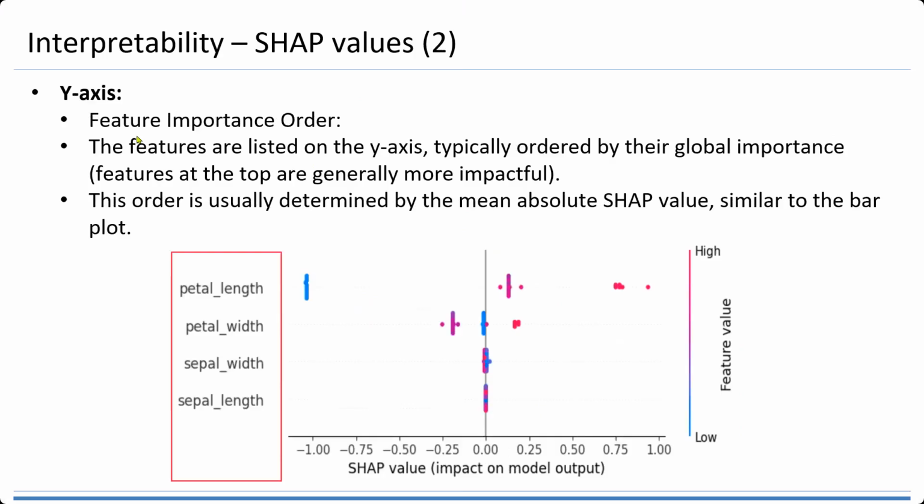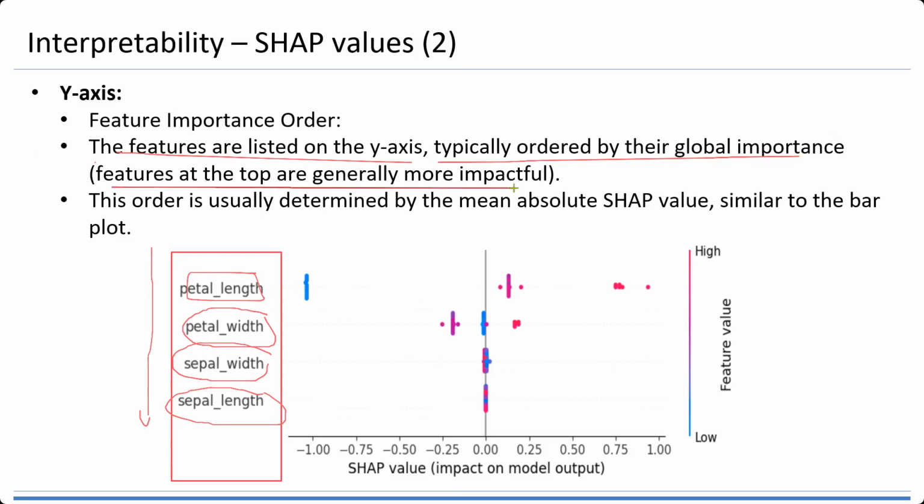The y-axis, again, is the same as in the bar plot. It shows the feature importance order. The order here means the top is the petal length, next is petal width, the next is sepal width, and the last one is sepal length. The features are listed on the y-axis, typically ordered by their global importance. Features at the top are generally more impactful, and the order is usually determined by the mean absolute SHAP value.